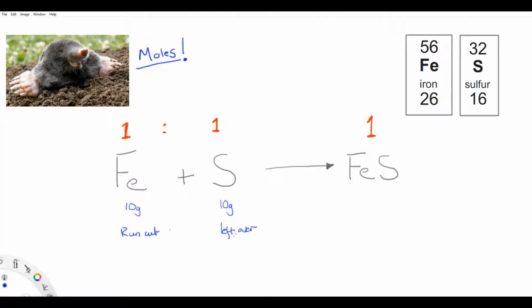So how do we get around this problem? Well, if you look above, if I was to weigh 56 grams of this and 32 grams of this, I would have the equivalent of 1 mole of each. And that's what I need. I need 1 mole to react with 1 mole. And in turn, this would produce 1 mole. So what is this idea of moles?